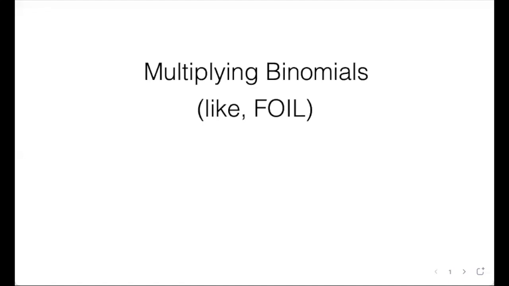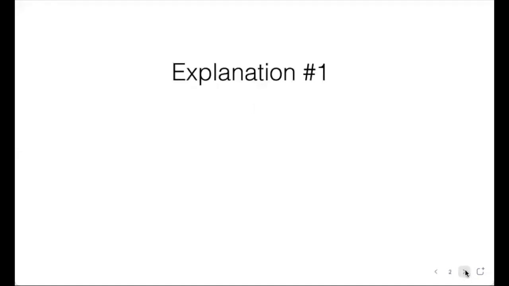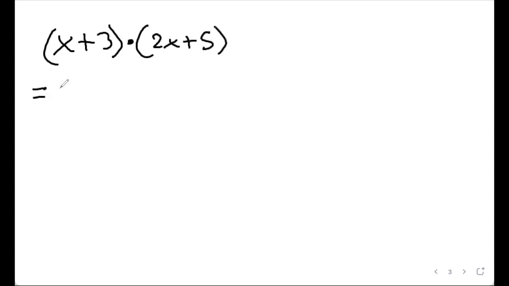Over the next couple of videos, I will be explaining multiplying binomials in lots of different ways. Here's the first way. Let's say I have x plus 3, and this whole quantity is multiplying 2x plus 5. How do I do this?